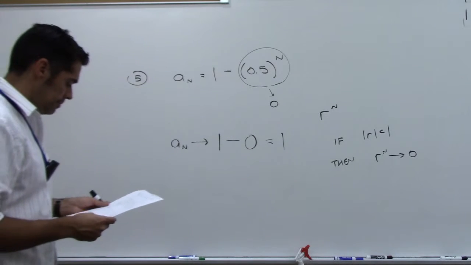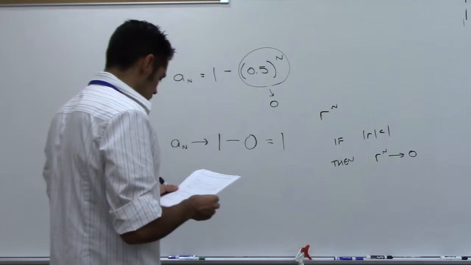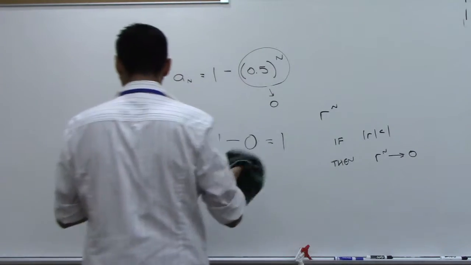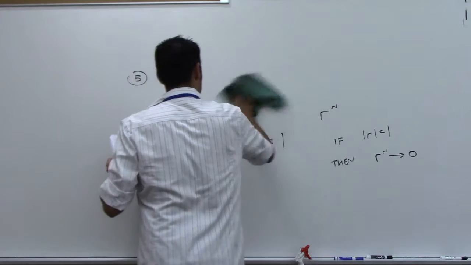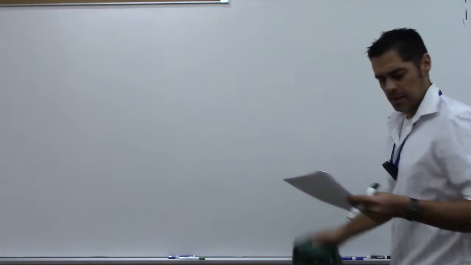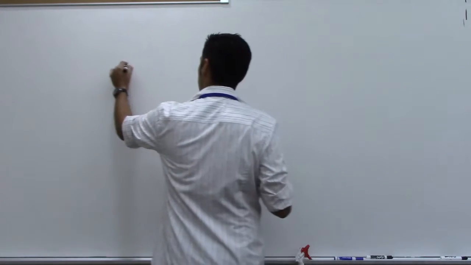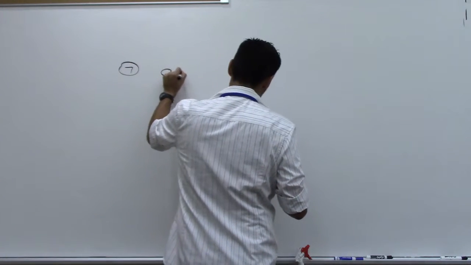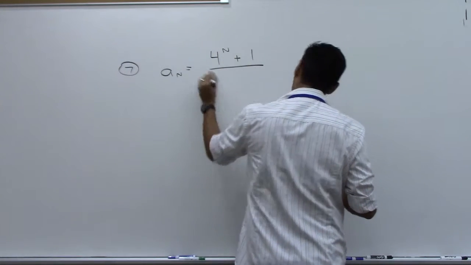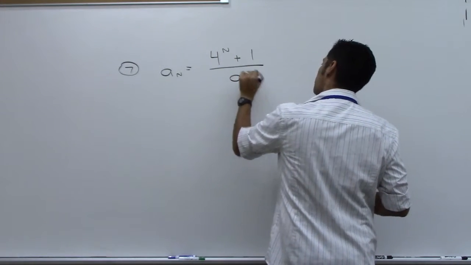All right, the next one, 6, I think that's also pretty self-explanatory. 7, let me look at 7. 7 gives you a sub n equals 4 to the n plus 1 over 9 to the n.